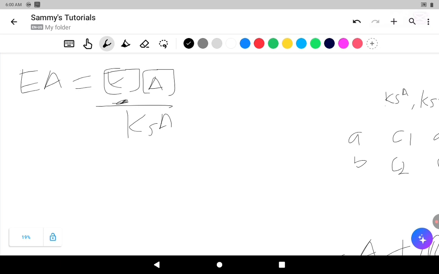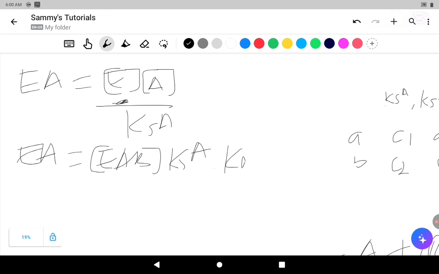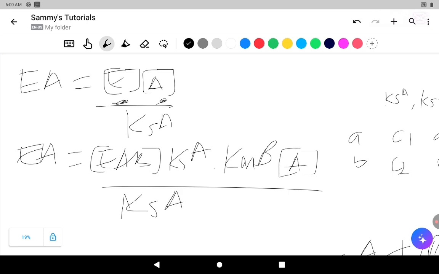How do you get that? Simple. You have EA equals, first of all, EAB, because this is the equation that is in C2. EAB times KSA times KMB. There was an initial A, you put this one here, so times A, all over KSA, that was in this equation, times KM.